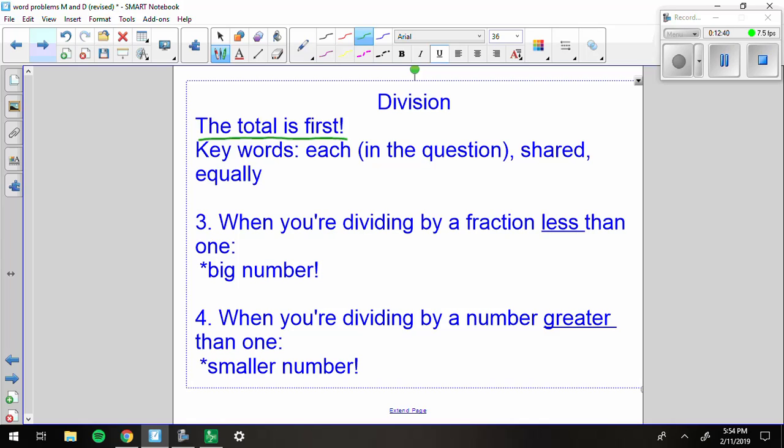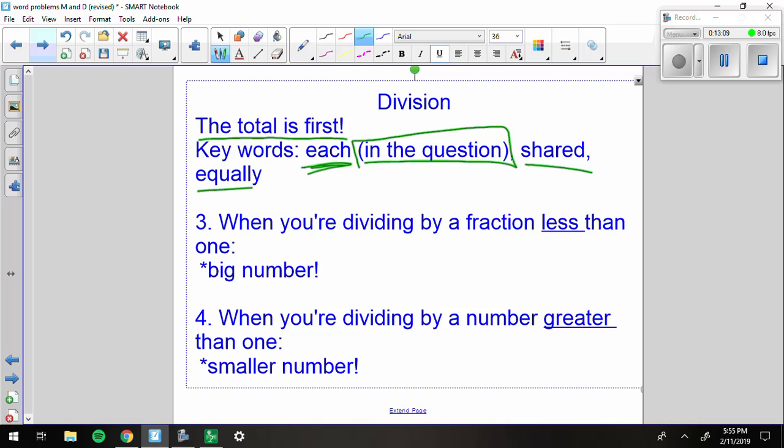In division we always have a total, and that total always has to be your first number, because we always take the reciprocal of the second number. We're never going to take a reciprocal of a total. And some keywords: equally, shared, and again, each, but that each is going to be in the question. And we're going to see two examples of division word problems too.